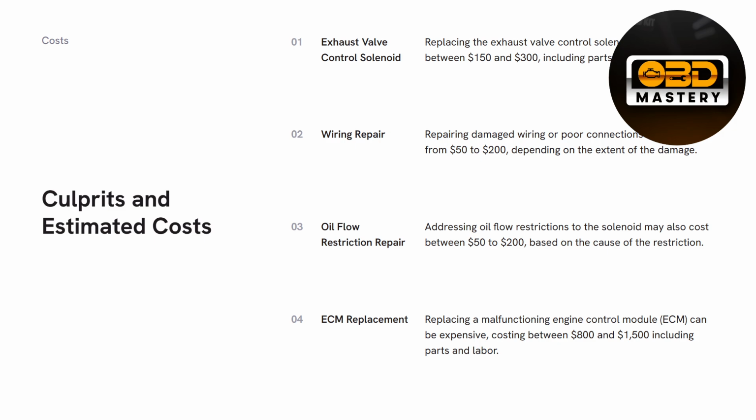Number three is going to be the oil flow restriction repair. So this will cost you between $50 to $200. And once again, these are prices based on labor and parts, but based on the cause of the restriction, it can vary as well. And then next up is going to be the ECM replacement. This one is very rare that you replace the ECM. However, it's never zero, but it will cost you between $800 and $1,500, including parts and labor. So be aware of that if you're looking to actually repair one of your malfunctioning ECMs.